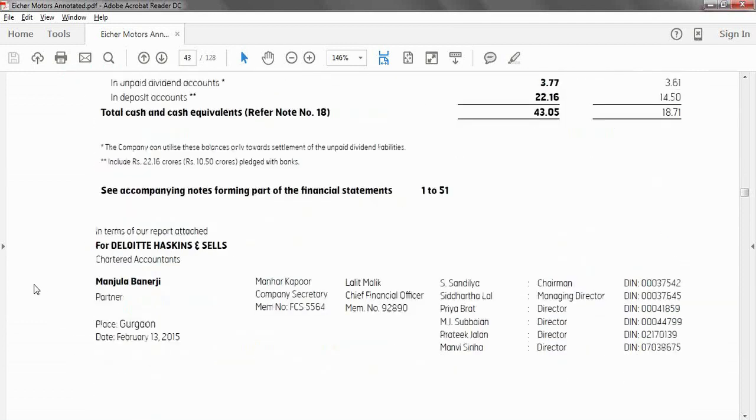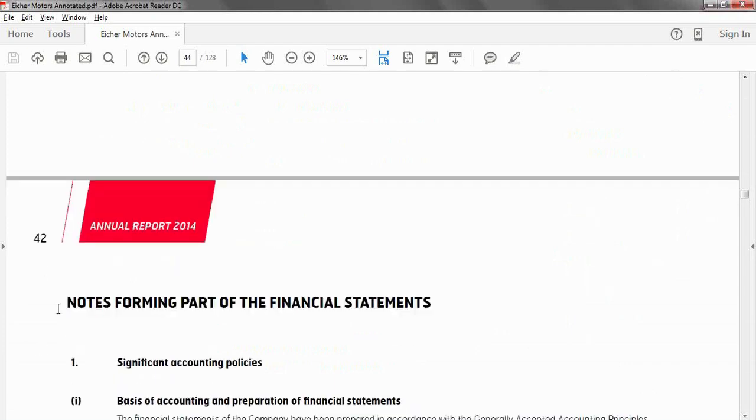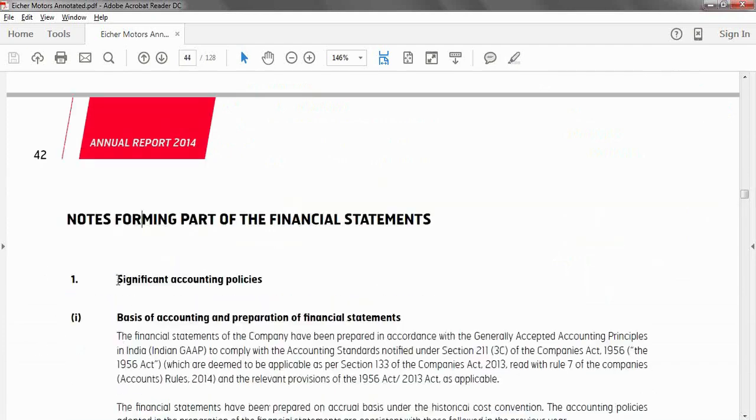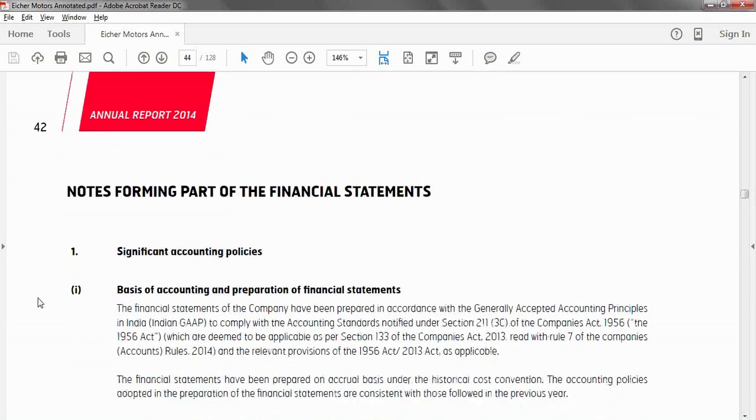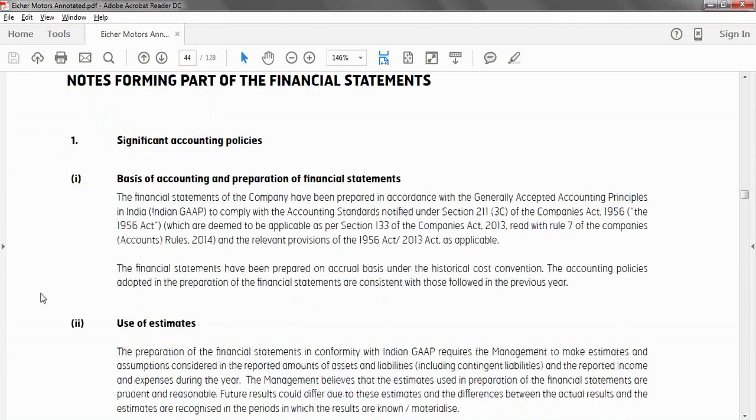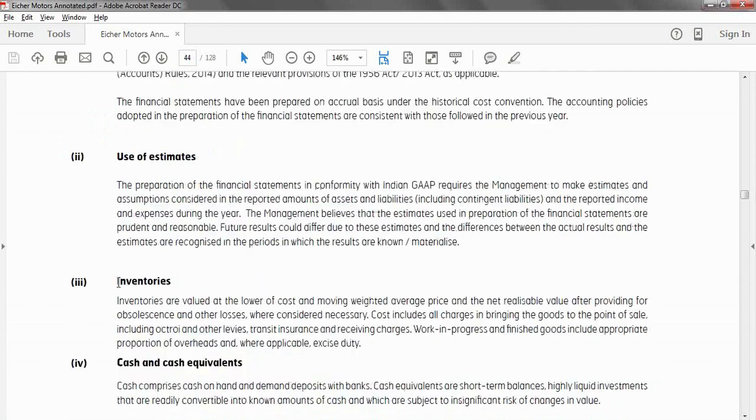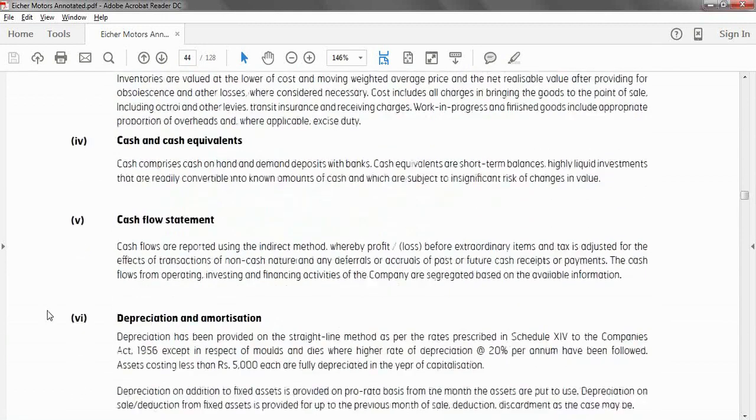Following this, you will see the components, which is notes forming the financial statements. Note 1 is typically the significant accounting policies, right? At this juncture, again, we will not get into too much detail here, but what is the basis of accounting? Have they used estimates anywhere? How do they look at inventory? So they are saying that inventories are valued at lower of cost and moving weighted average price and net realizable value, right? So all these data points are given here.